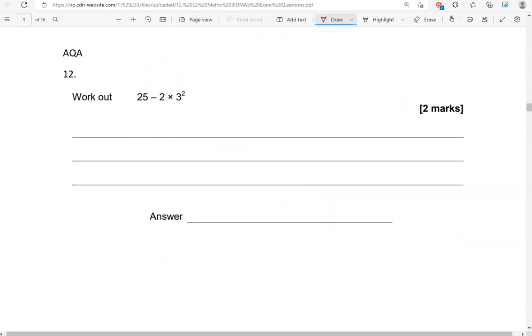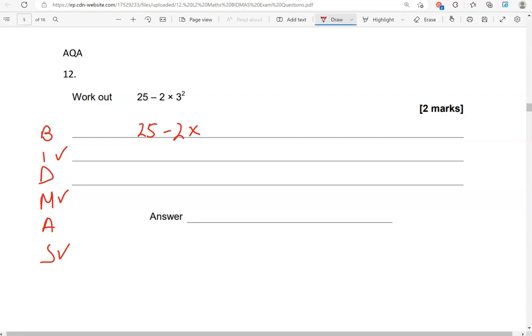Work out 25 take away 2 times 3 squared. So we've got to do the powers first, so BIDMAS can remind us of that, because we have indices, we have multiplication and subtraction. So 3 squared is 3 times 3, which is 9.